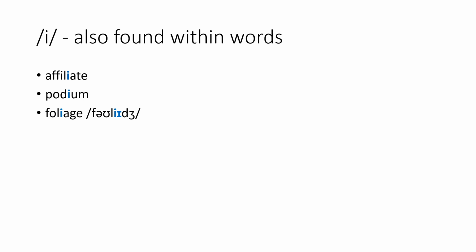The second short E sound may also be found within words, at the end of a syllable, where the syllable ends with a short E sound, and the next syllable begins with a vowel sound. For example, in words like affiliate, podium, and in the word foliage. Here, the two short E sounds sit side by side. It's quite a tongue twister.